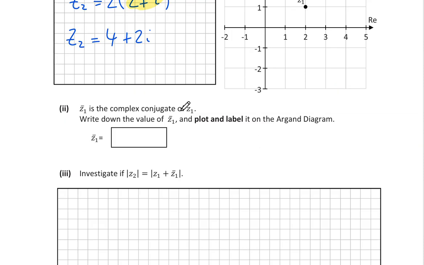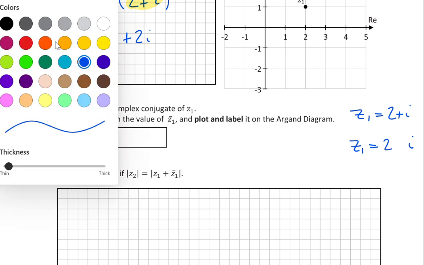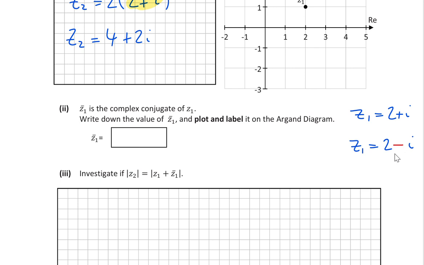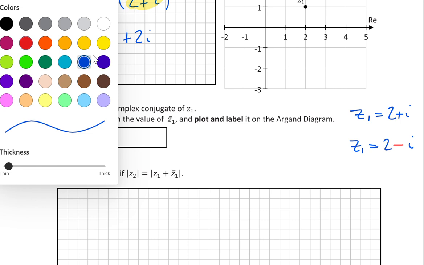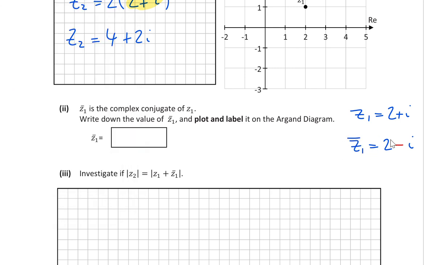Moving on, part 2. So it asks me for the complex conjugate of Z1. So Z1 is equal to 2 plus i. So the complex conjugate is, and the easy way to do it is just change the sign of the imaginary part. Imaginary part only, and let me put the little hat indicating we're talking about a conjugate. So your answer there is 2 minus i.